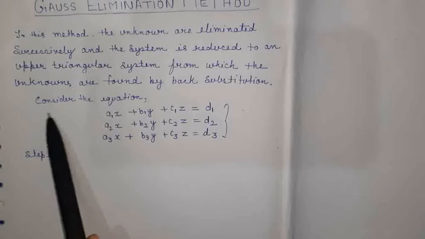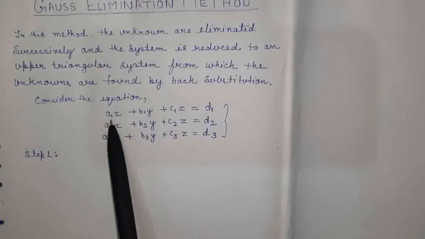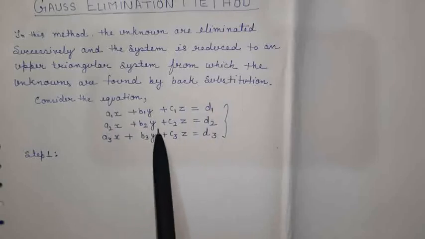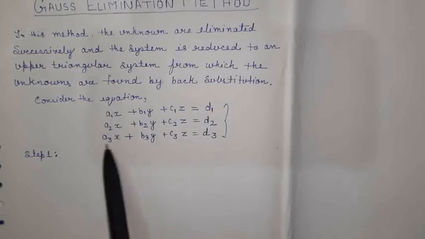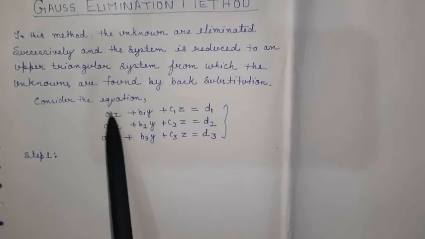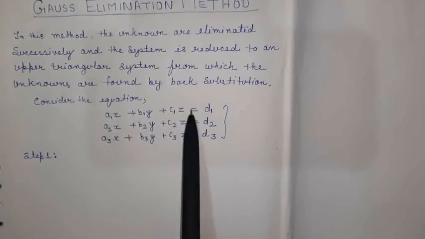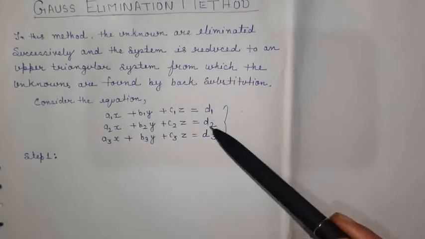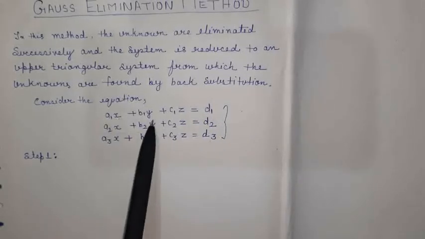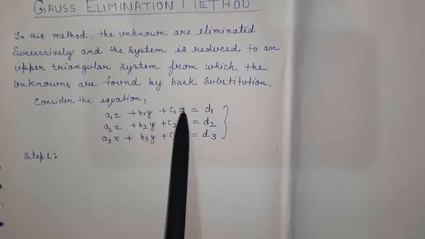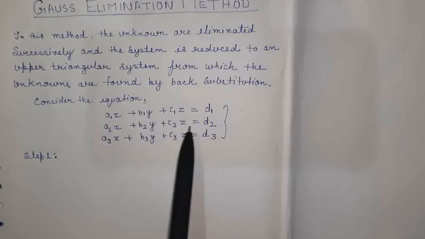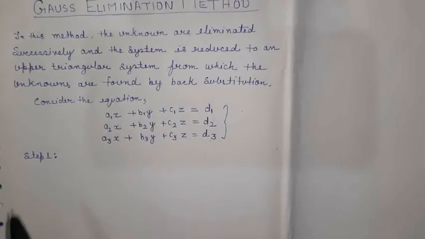Students, this is the system of equations in which a1x plus b1y plus c1z equal to d1, a2x plus b2y plus c2z equal to d2, and a3x plus b3y plus c3z equal to d3. Here we have to find the values of x, y and z so that they satisfy all these three equations. Means what values you substitute in place of x, y and z so that this equation will give d1, this equation will give d2 and this equation will give d3. So this is our system of equations.